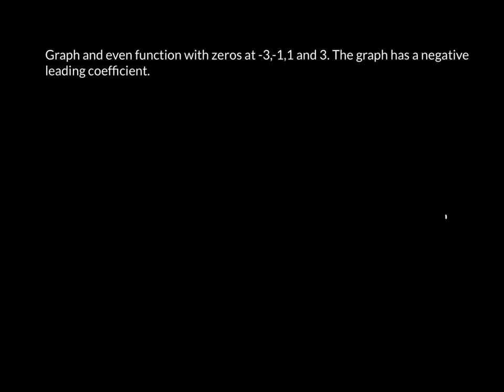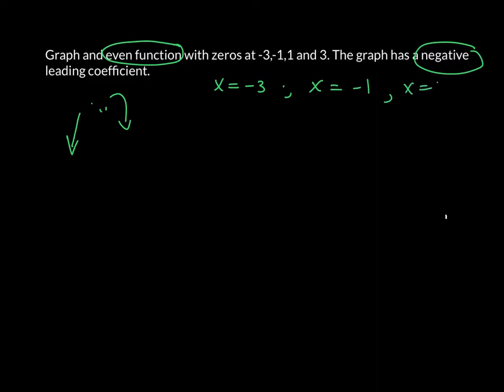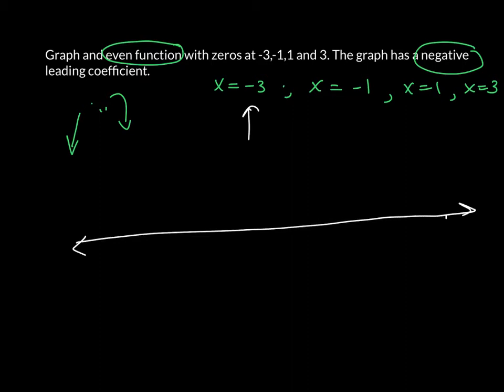All right, so we have another example, and again, this is just a rough sketch because we don't know everything about this, but what we do know is it is an even function, and it has a negative leading coefficient. So that means we know the graph is going to go down, make some turns, and also end going down. We do know that we have zeros at x is equal to -3, x is equal to -1, x is equal to 1, and x is equal to 3.